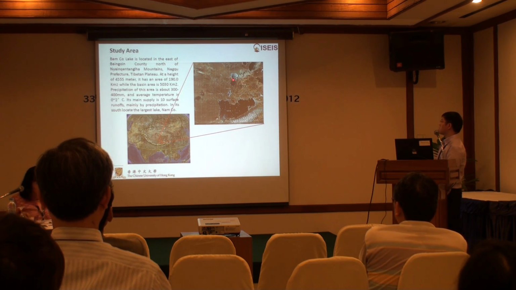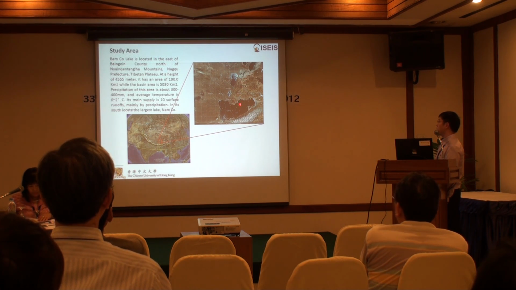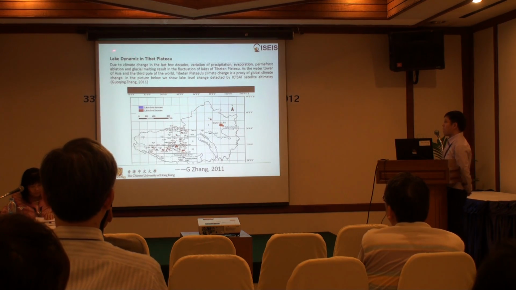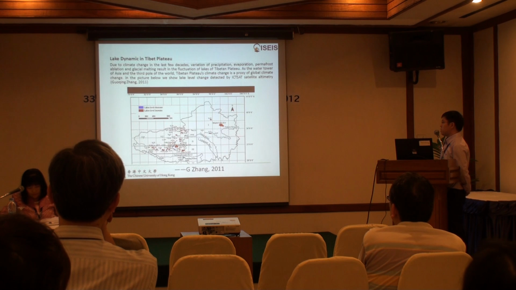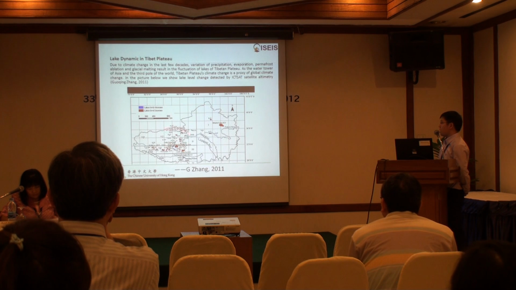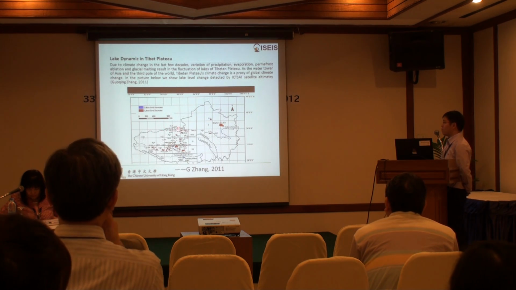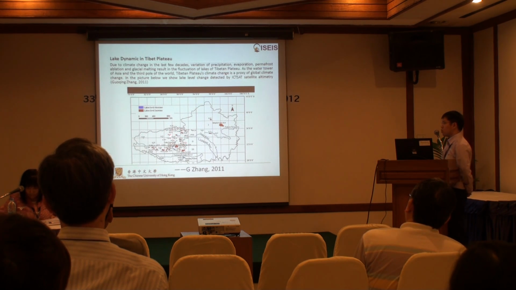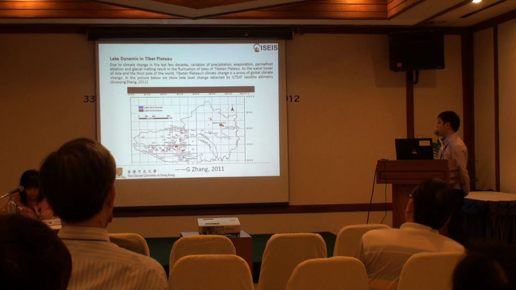Okay, this one is Namso, our main study area, and to the south is Namso, the largest lake on the Tibet Plateau. This is the lake dynamic in the Tibet Plateau. We could see that most of the lakes are presented in red color, and this means the level of the lake rose in the last decade, from 2001 to 2010, and those few lakes presented in blue color means that they decreased in level.